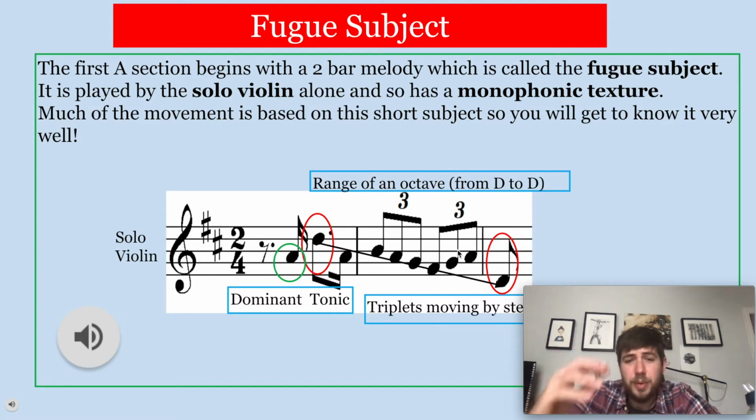And then you've got this triplet movement, which moves by step, so B, A, G, F sharp, G, A, and then notes next to each other. So it's quite a mixture. Within that 2 bars, you've got leaps, you've got steps, and you've got octaves in there as well. And just a reminder, we're in 2/4. There's your time signature. There is your key signature, and we're starting with this rest here. Have a think about how many beats that rest is worth. Here is what the fugue subject sounds like.